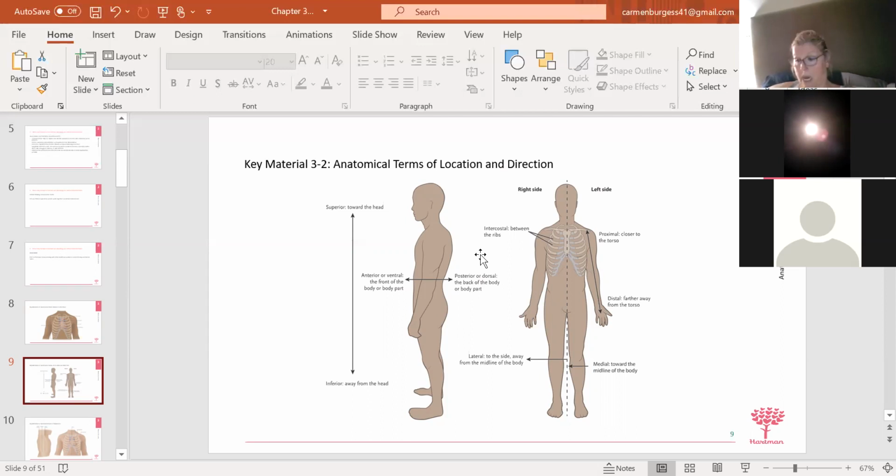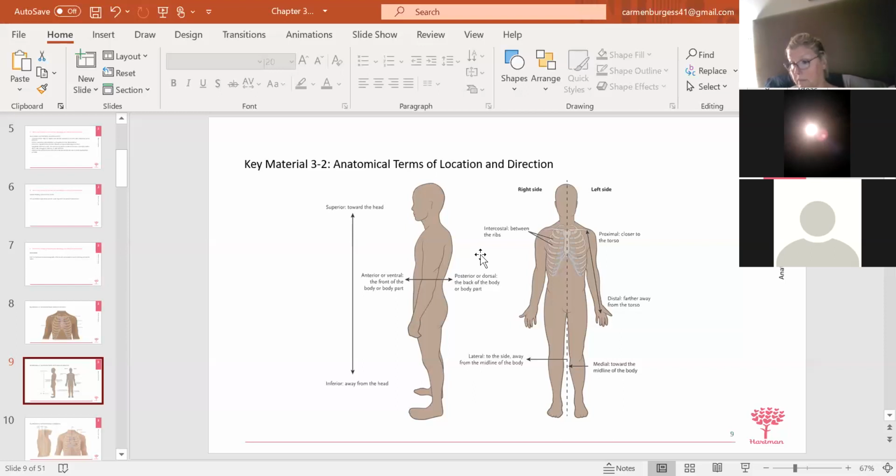Lateral, of course, is to the side of your body, so away from your midline. If you cut a line straight down your body, that's your midline. So lateral is going to be to the side, away from it. Proximal is going to be closer to your torso, and distal is away from the torso. Yeah, medial is towards the midline. I skipped that one, didn't I? So you're going to have medial and lateral. Lateral is towards the side. Medial is towards the midline. So just remember your M and M, medial, midline.